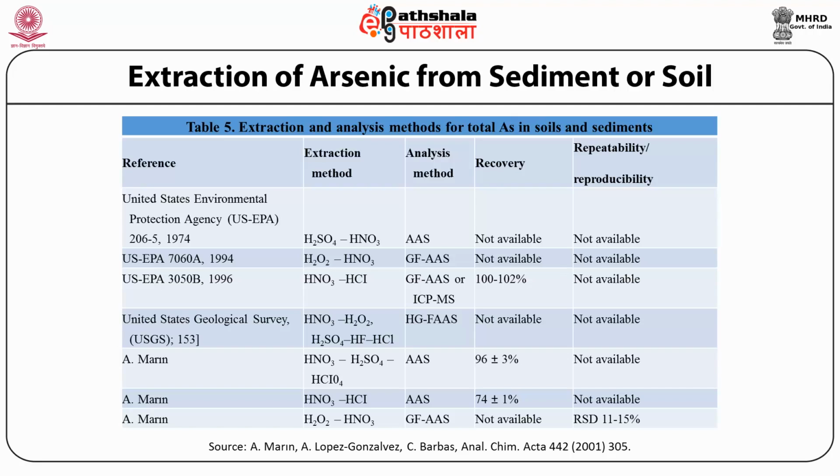According to A. Marin, you can use a mixture of three acids: nitric acid, sulfuric acid, and perchloric acid, and the analysis method can be atomic absorption spectroscopy. Recovery is 96 plus or minus 3%. By using the HCl and nitric acid combination as the extraction method, 74% plus or minus 1% has been shown as recovery of the sample.